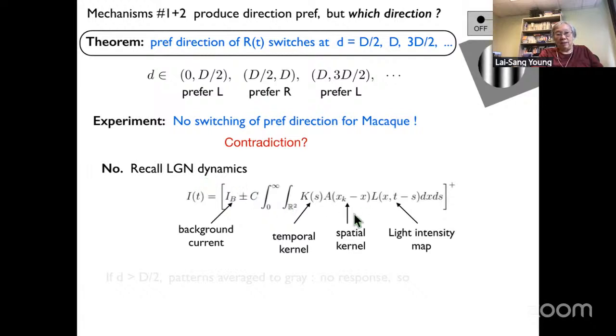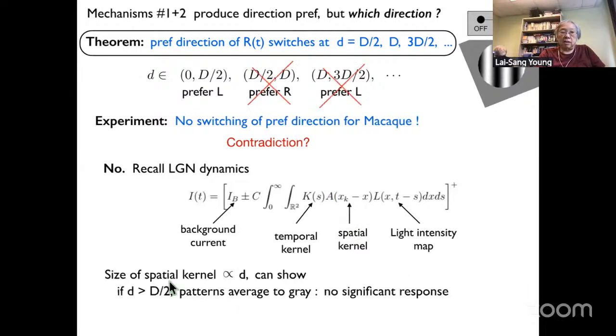Remember that LGN dynamics, think of it as the convolution of light intensity with a spatial and a temporal kernel. Now focus on the spatial kernel. It is averaging whatever light and dark it is seeing in some little round region like that. And the size of the spatial kernel is roughly proportional to little d. So when the spatial kernel is big, in other words, when little d is large compared to the distance between stripes, in the area that you are averaging over there is left, right, dark, like that. Even though it moves, you don't see anything.